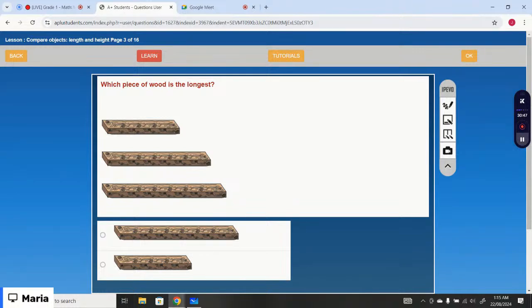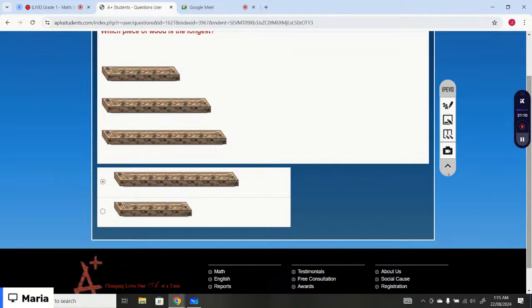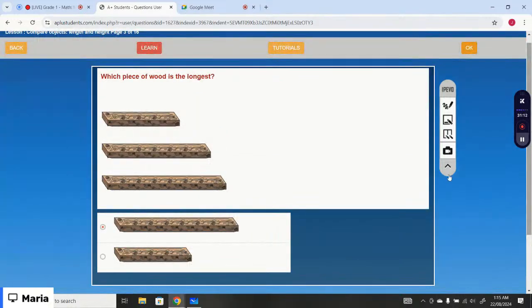Which piece of wood is longest? So which is the correct option? You are given two of the options, right? So option number one is the correct option, right? That is the longest one. Option number one is the correct option. Please wait for her.